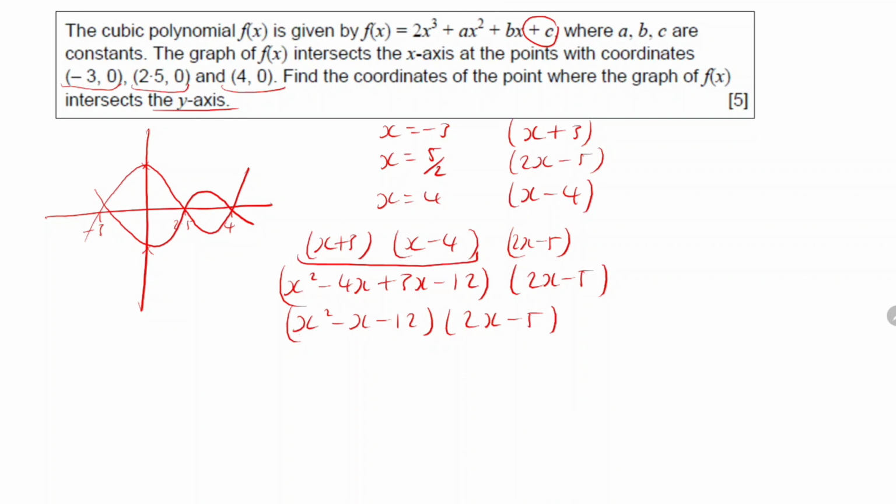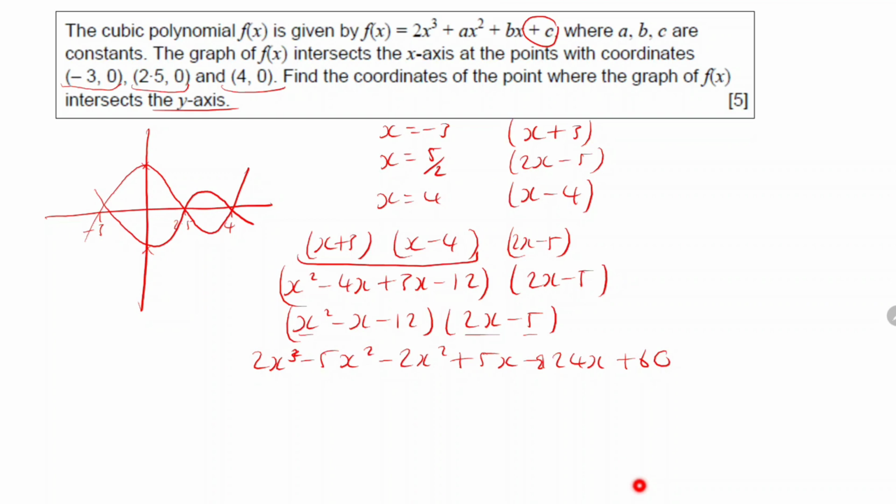We're going to multiply these two brackets now, so we're going to times this term by both of these, the middle term by both, and then the last term by both. X squared times by 2x is 2x cubed. X squared times by minus 5 is minus 5x squared. Minus x times by 2x is minus 2x squared, and minus x times by minus 5 is plus 5x. Minus 12 times by 2x is minus 24x. And minus 12 times by minus 5 is plus 60.